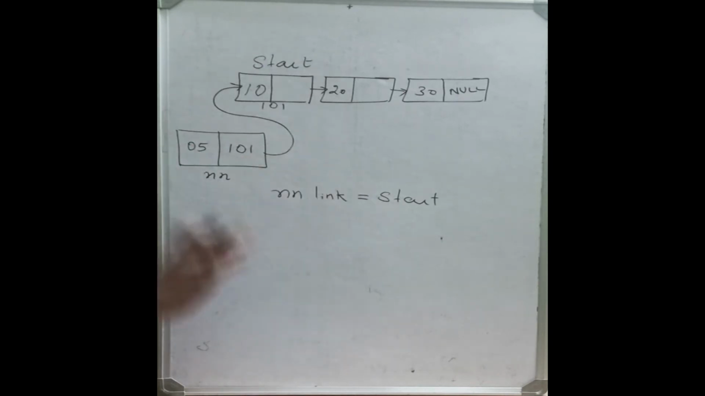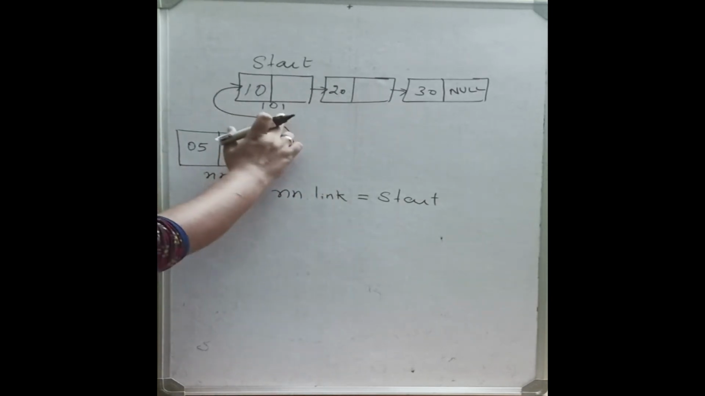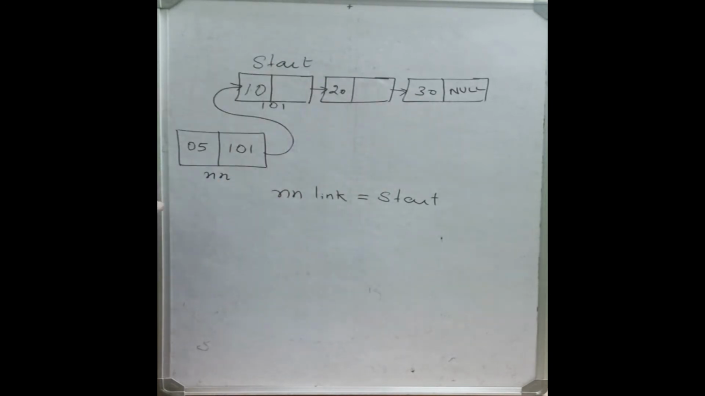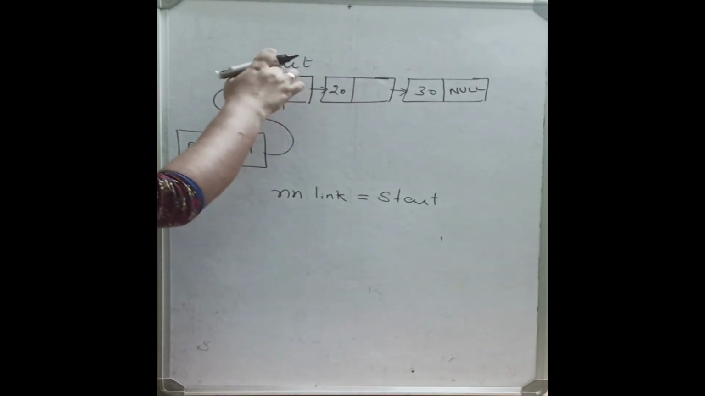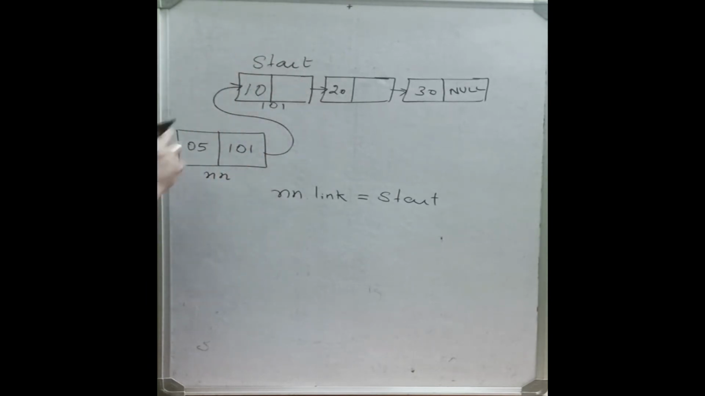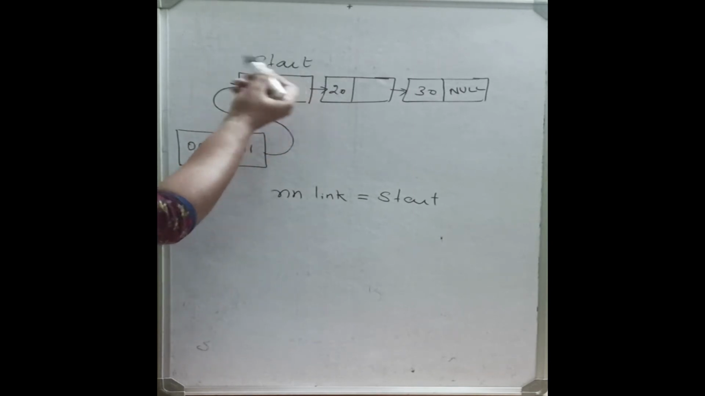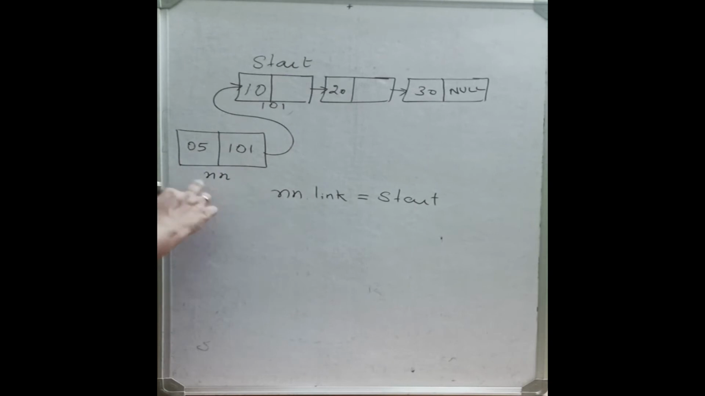This is coming, but what is my first node? This will be the first node in this list: first node, second node, third node and fourth node. But my start pointer is pointing to this node, which is now the second node. I have to bring my start pointer from here to here. So how can I bring it? What is my start pointer value? 101.